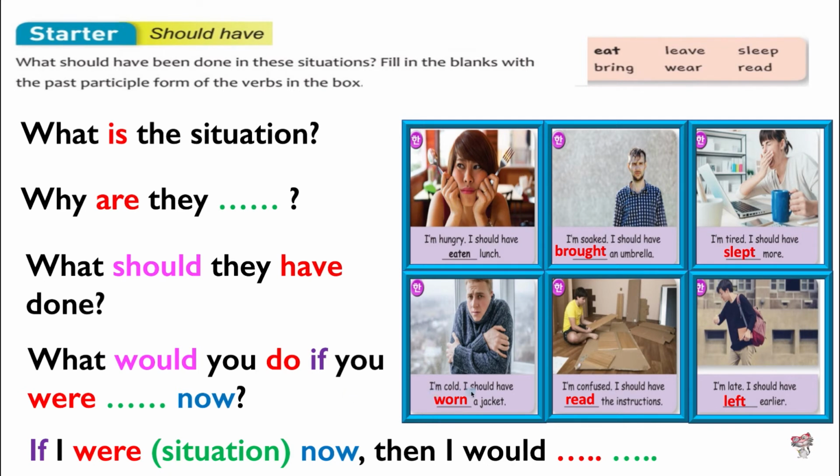So it says here, like, I am cold. I should have worn a jacket. What would you do if you were cold now? If you were cold now, what would you do? You can change the location of the if. You can put it at the beginning of the sentence. What would you do if you were confused now? What would you do if you were late now? And so on. If I were late now, then I would apologize and say, I'm sorry, I'm late.